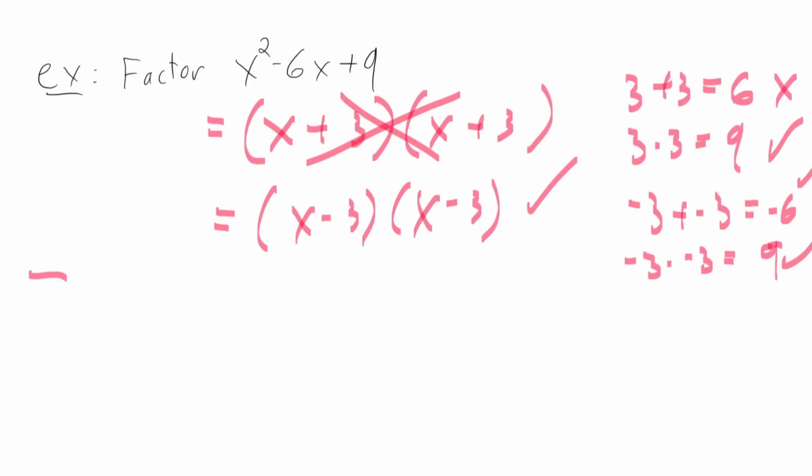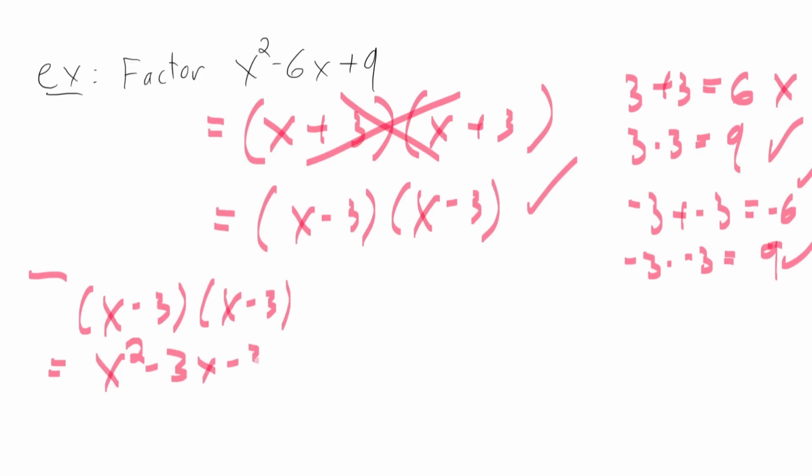Again, we'll quickly check this one. We won't go as slowly as we did before. So x squared minus 3x plus 9. So I get what I need. Good. Again, I think it's helpful to check your work for these things.